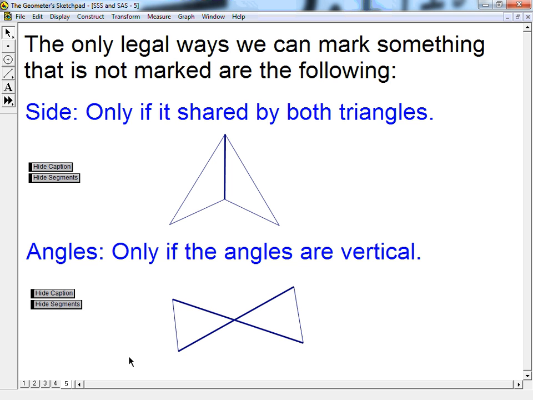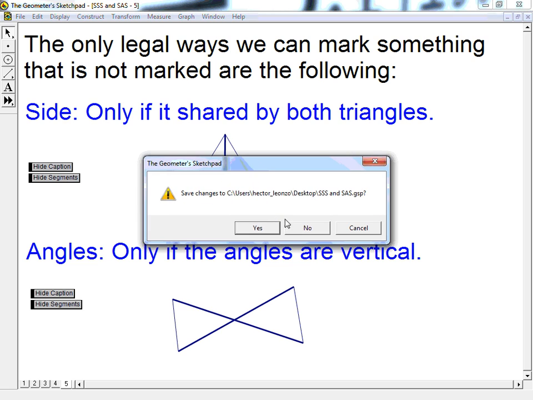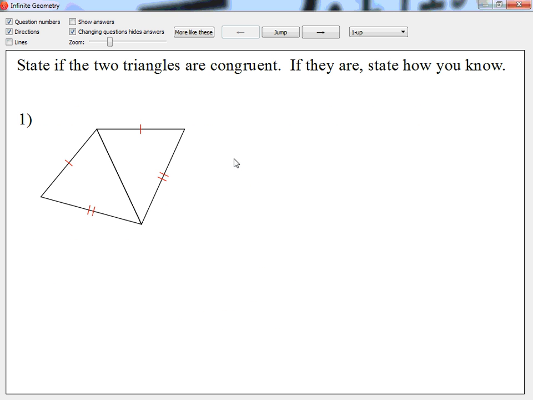Can I take this? Can I take that? Yes, sir. Alright, so let's go to this. Let's take a look at our word. Question number 1. State if the two triangles are congruent. If they are, state how you know.